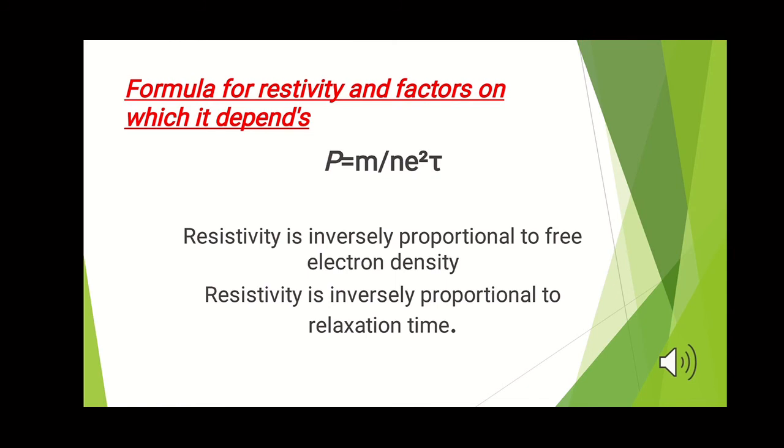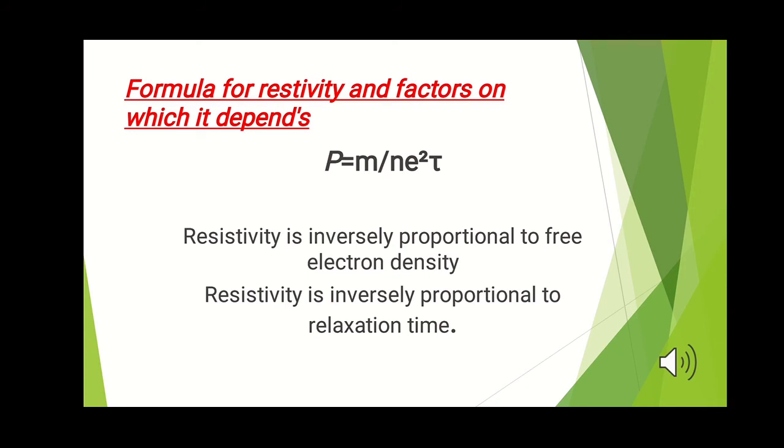So now we discuss the factors on which the resistivity of the material depends. If we look at the formula, the resistivity rho is equal to m upon n e square tau. Here m is the mass of the electron, n is the free electron density, represented by the symbol n, small e is the charge of the electron, and tau is the relaxation time. Already we know that the mass of the electron and the charge of the electron are the same for every element where electrons exist. So the resistivity depends upon two main factors.